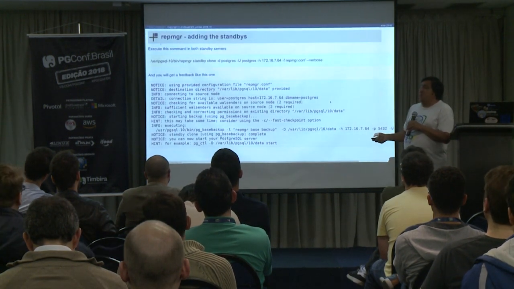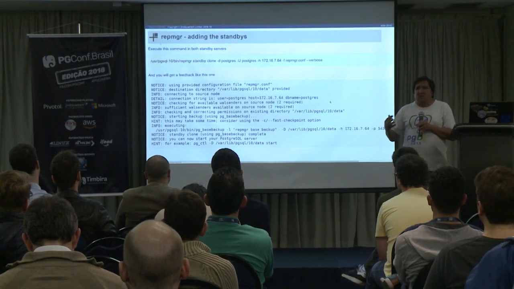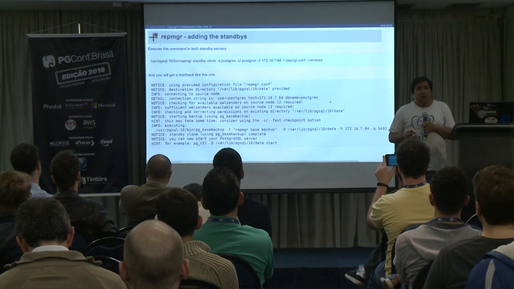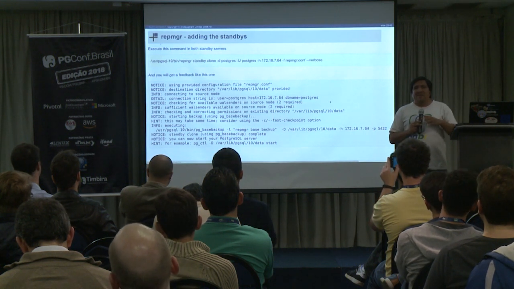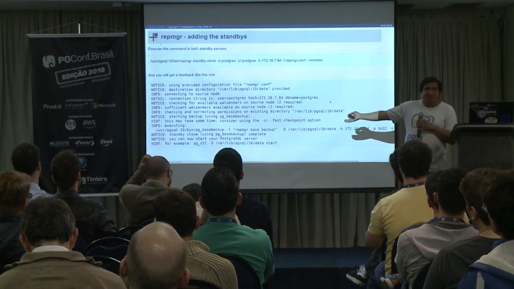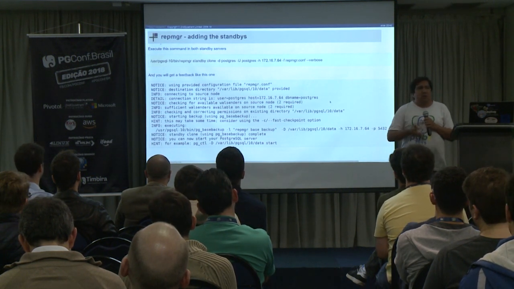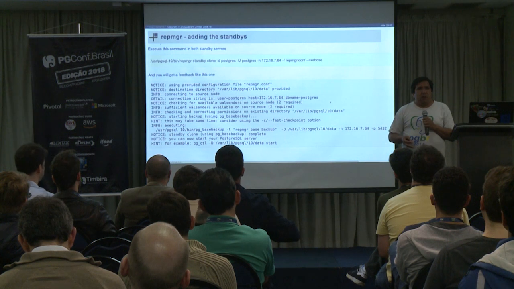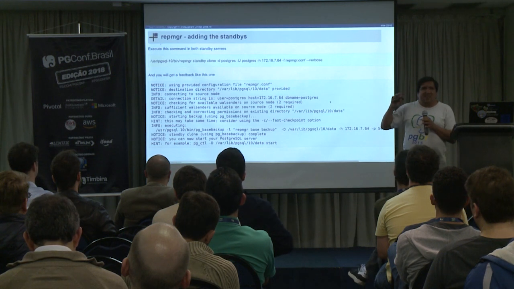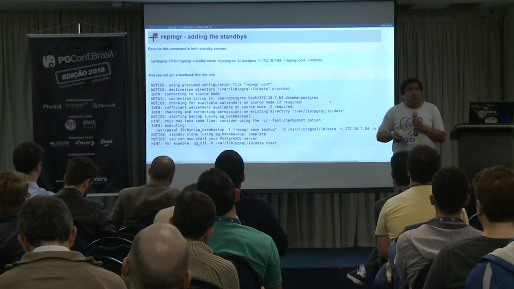Standby clone. Create a standby. Why do we want to do this with repmgr? Why not do it by ourselves? Well, right now, repmgr uses pg_basebackup, so you can use it. What if you want to change the location of a tablespace? You can do it in pg_basebackup, but the syntax is a little awkward. You can do the mapping in the configuration of repmgr too.